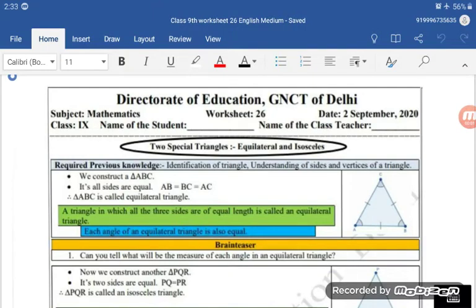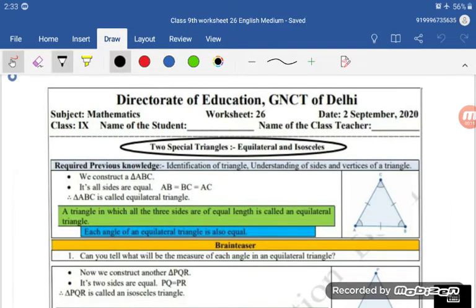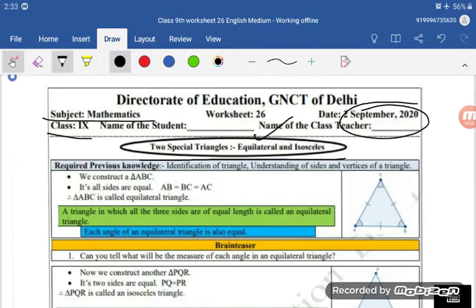Hello students, today we will discuss worksheet number 26 from class ninth, subject mathematics, date 2 September 2020. Today's topic is two special triangles. One is the equilateral triangle and another is the isosceles triangle.